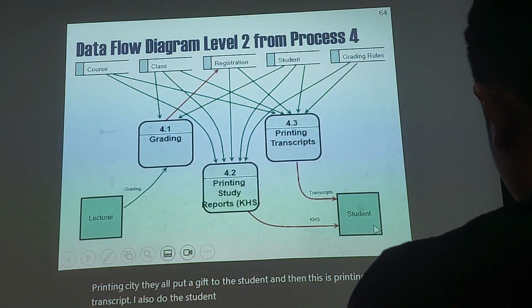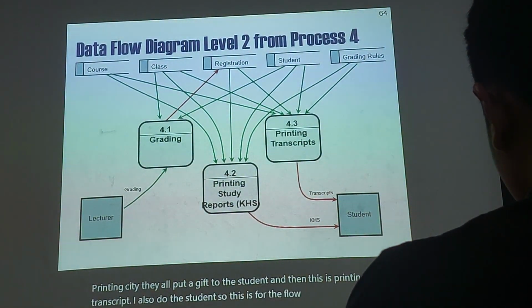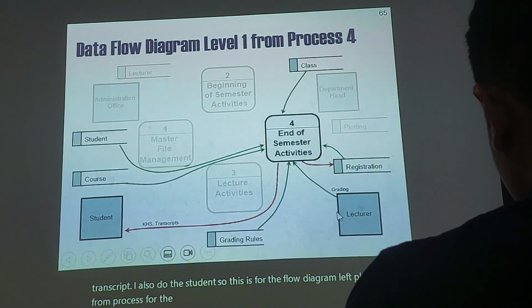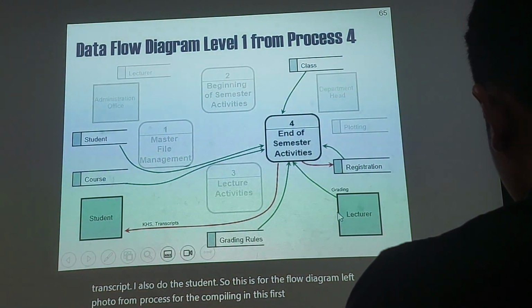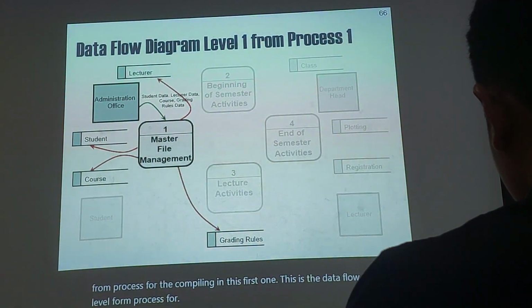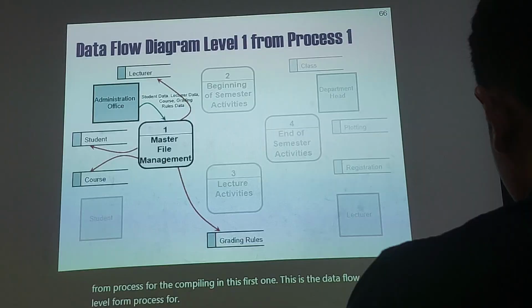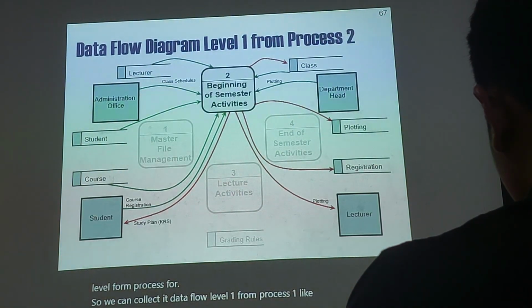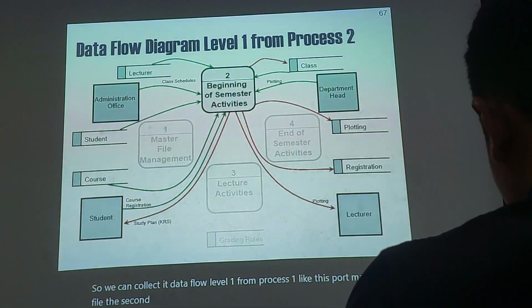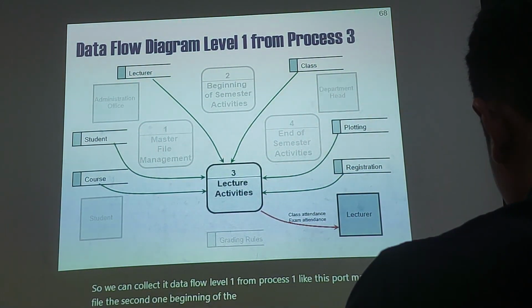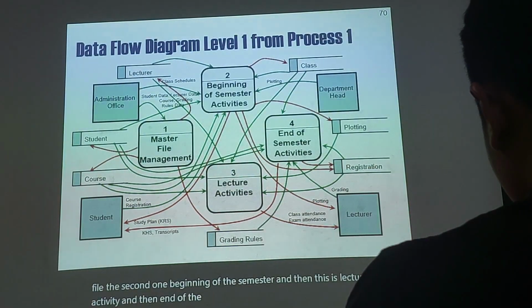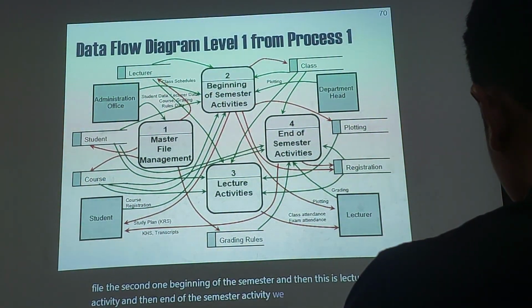So this is the data flow diagram level 2 from process 3. We compile it in this process. This is the data flow level from process 4. So we can collect the data flow level 1 from process 1, that is for the master file. The second one is beginning of the semester, and then lecture activity, and then end of the semester activity. We can compile it like this.